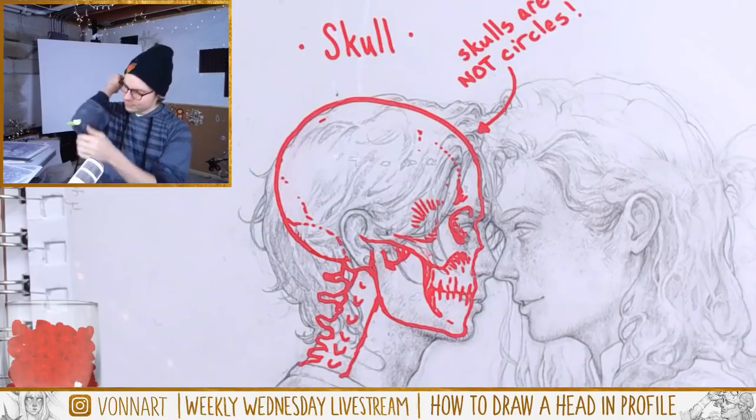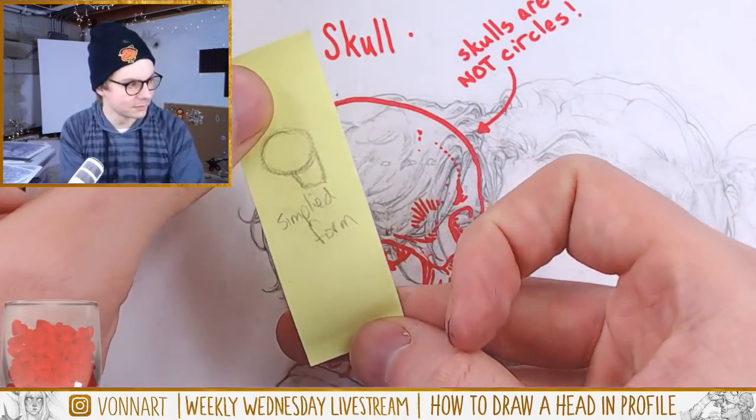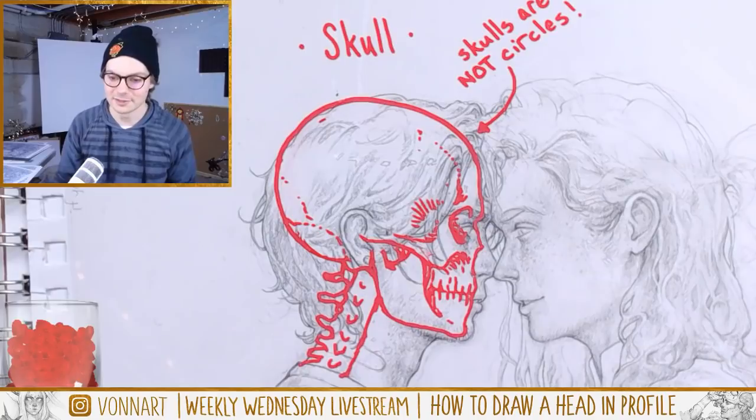What is stuck to my elbow? Oh, it's our simplified form. I have sticky notes everywhere. I use them all the time.